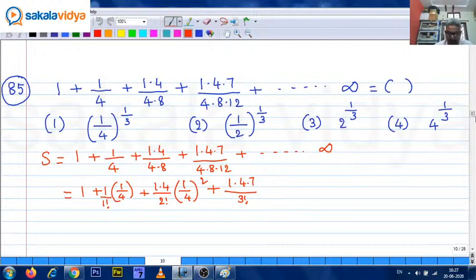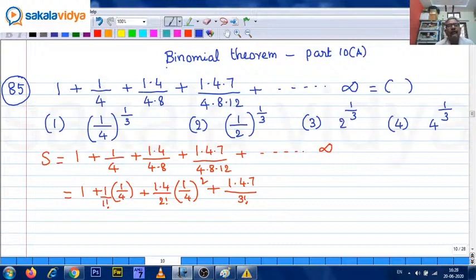I hope everybody is joining. Mohamedala, Ramesh, Pranav, Siddhartha, Swati, Balu, Cute. Okay, hi. Binomial theorem part 10a. Okay.